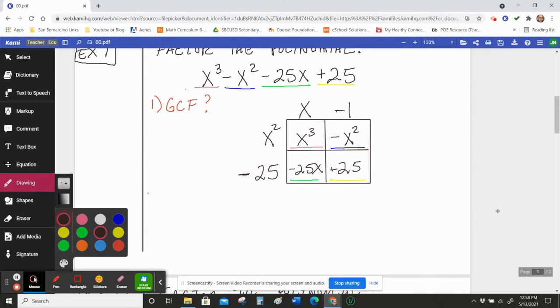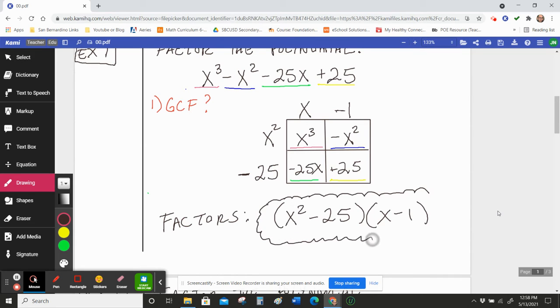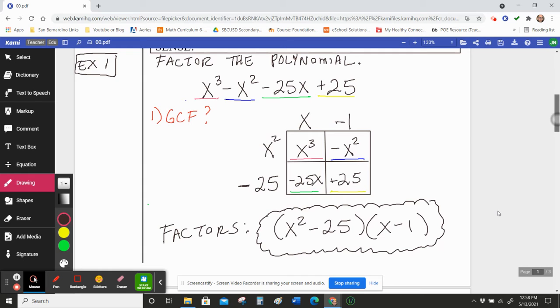So therefore, our factors are going to be x squared minus 25 multiplied with x minus 1. That would give me the original problem. When I multiply these two things together, I get the original problem, which was x to the power of 3 minus x squared minus 25x plus 25. So we're doing multiplication, but backwards. We're factoring stuff out. Again, to be able to factor by grouping, we need to make sure we have a total of 4 terms.